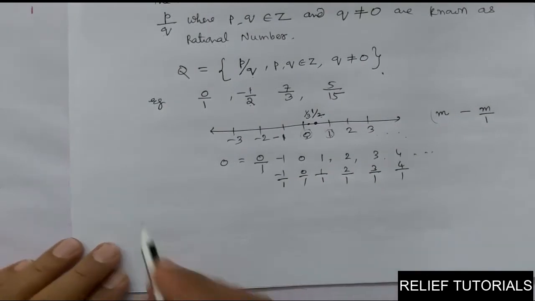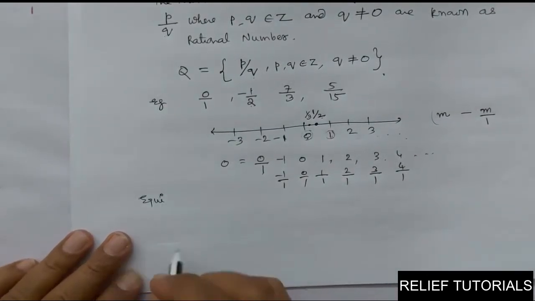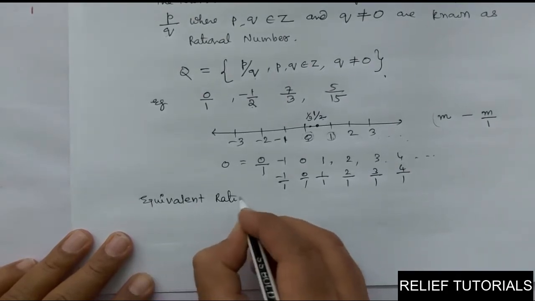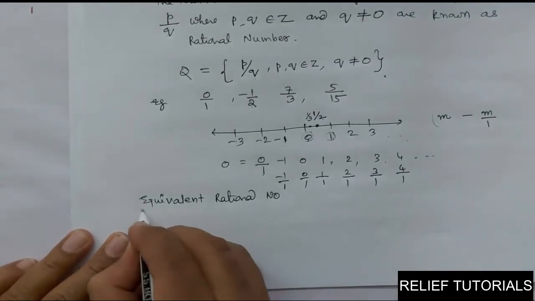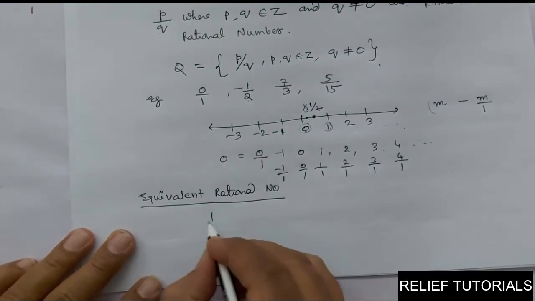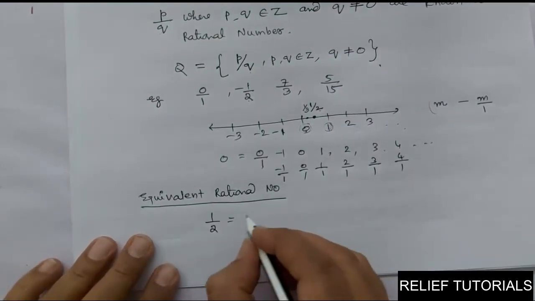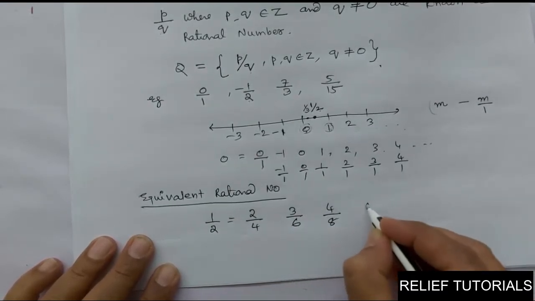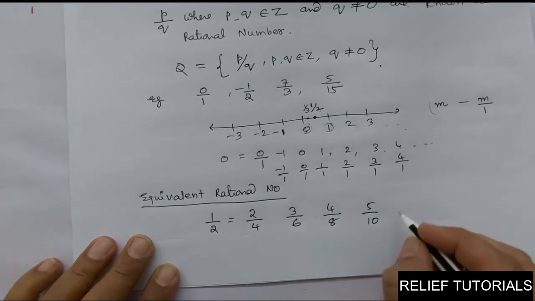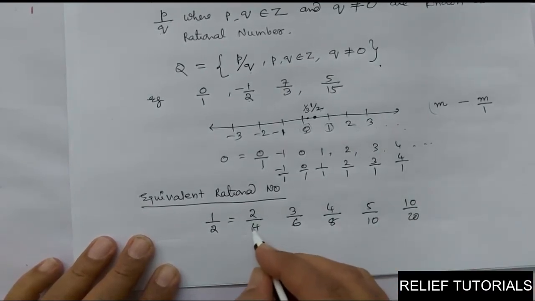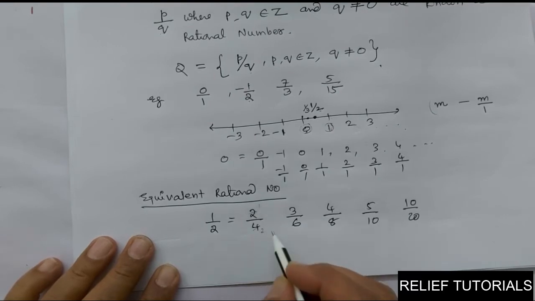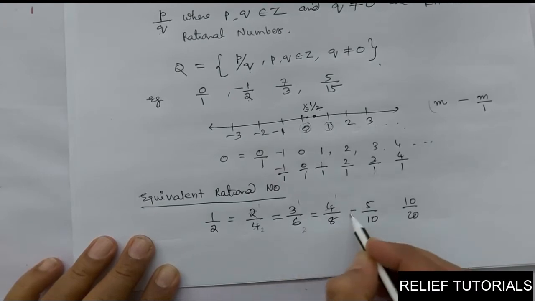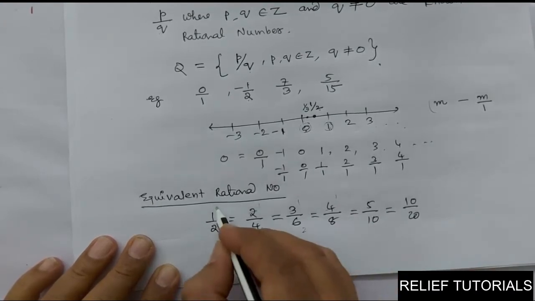Before discussing that, we will discuss equivalent rational numbers. What do you mean by equivalent rational numbers? See, this 1 by 2 can be written as 2 by 4. That can be written as 3 by 6, that as 4 by 8, that as 5 by 10, that as 10 by 20. See, 2 by 4 means 1 by 2, 3 by 6 means 1 by 2, 4 by 8 means 1 by 2. So all these are equivalent rational numbers. All these are equal to 1 by 2.